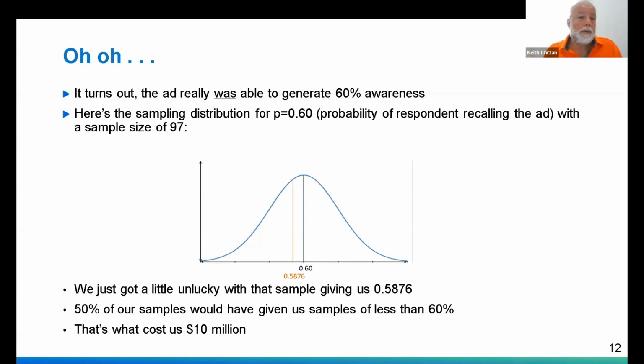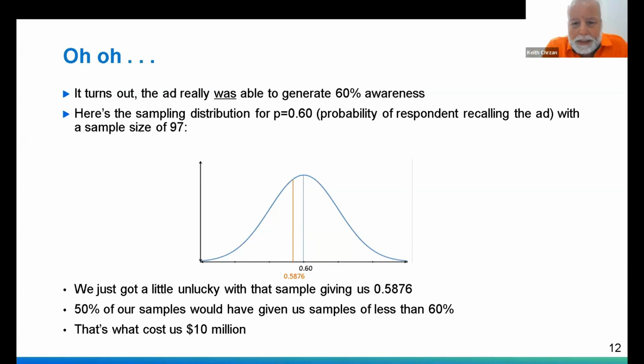Unfortunately, it turned out that the new ad really was able to generate 60% awareness. So down here, I've got a little normal curve that shows the sampling distribution for means, or for proportions. When the true proportion is 0.6, if we sampled again and again and again, different samples of size 97, some would end up at 53% and some would end up at 62%, and they would follow this normal curve here.